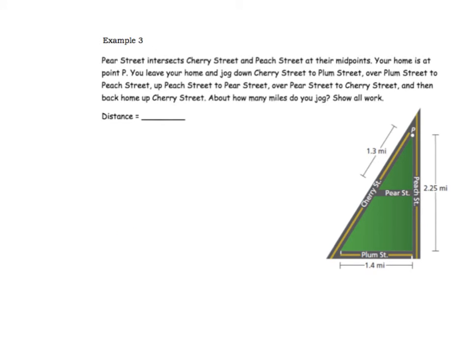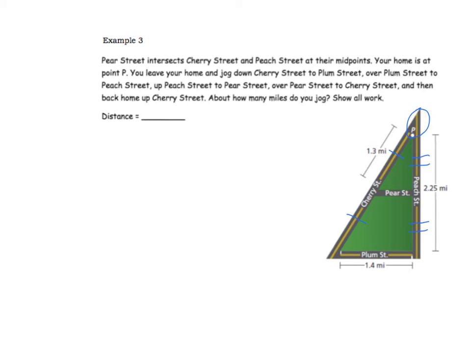Example 3. Oh, this is the most delicious sounding area ever. Pear Street intersects Cherry Street and Peach Street at their very important midpoints. So I should be making some markings here. All right. Your home is at point P. Here is point P.